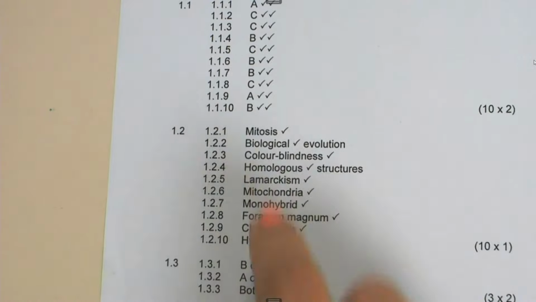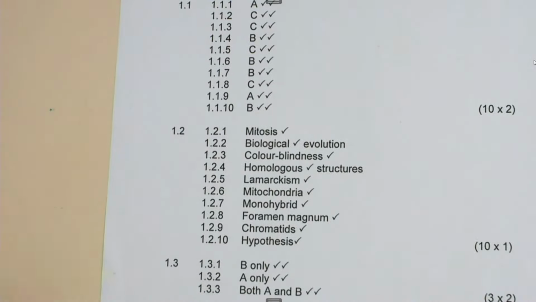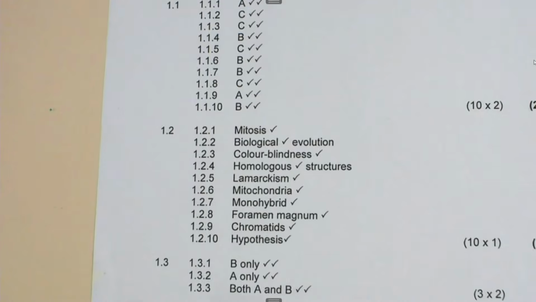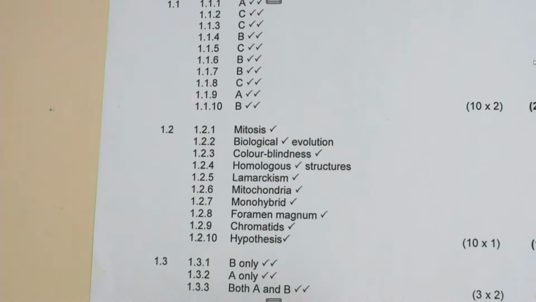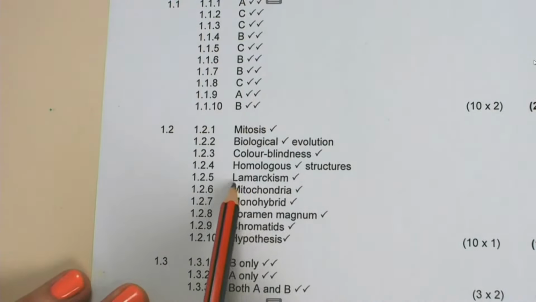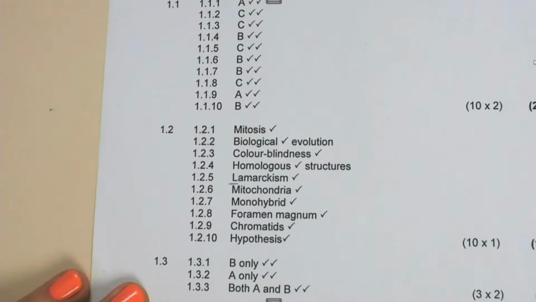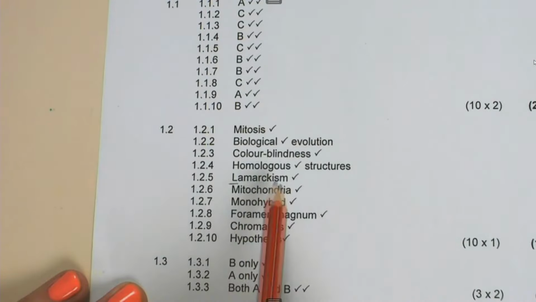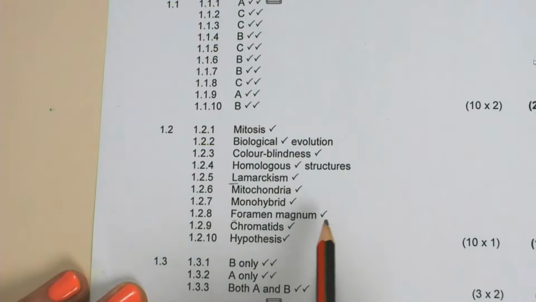And then there's no additionals at 1.2. Lamarckism, look at the spelling. Remember, the spelling must be correct, but if there's no other meaning in that, then you can take it as correct. Sometimes they struggle to spell Lamarckism, or they struggle to spell foramen magnum. But if it doesn't change the meaning of the word, then you can take it as correct.